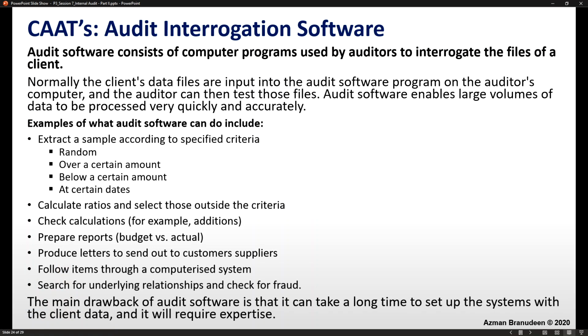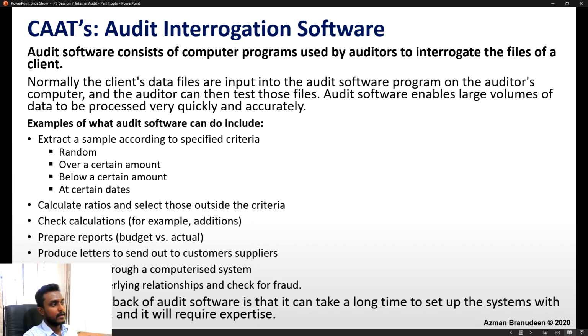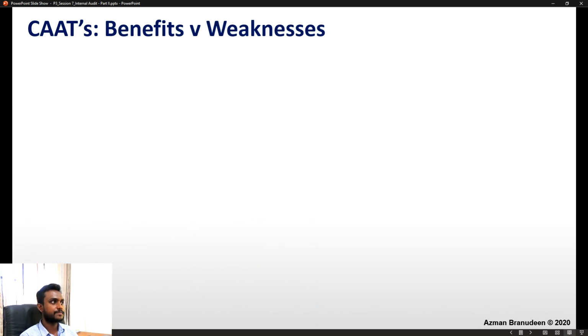The main drawback of audit software is that it can take a long time to set up the systems with the client data, and it will require expertise. But if you can sort both of them out, that's why, even for sellers of audit software, one of their biggest selling points is compatibility, because connecting client data in whatever form it may be into the system, if it's not compatible, is going to be a problem. That is why compatibility is a key critical success factor for audit software sellers. And obviously you need the expertise.